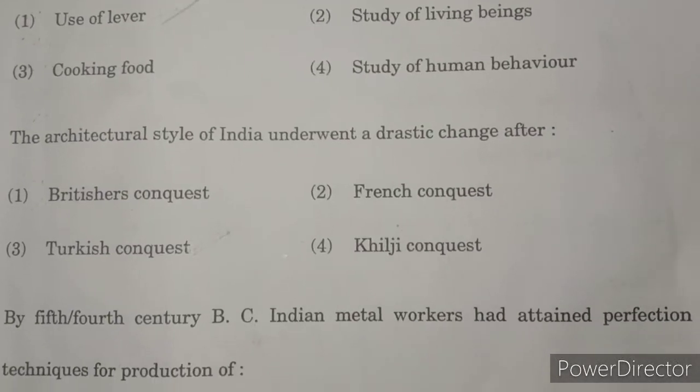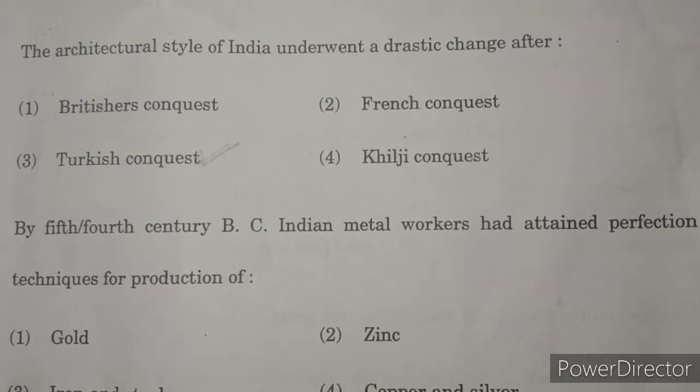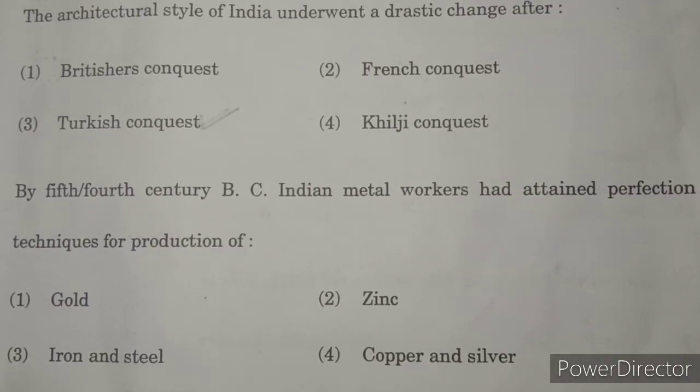Third question. By 4th century BC, Indian metal workers had attained perfection in techniques for production of. Correct answer is third. Iron and steel.